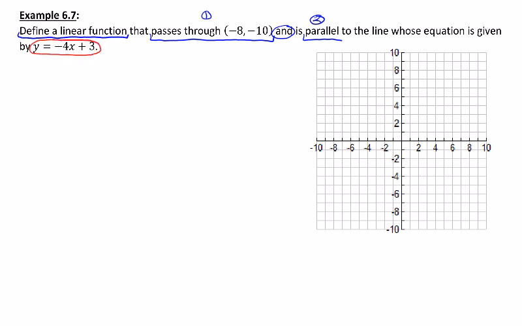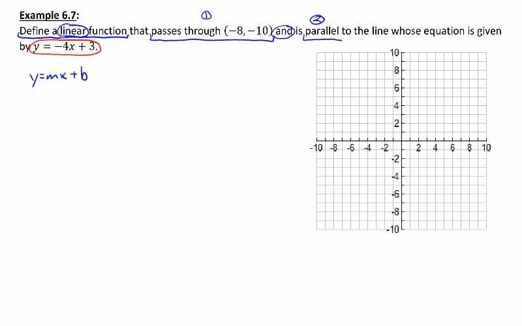So when we're being asked to define a linear function, we are going to have to come up with an equation and then the appropriate domain to go with that. Because it says linear for the function, that immediately tells me that my equation has to be of the form y equals mx plus b.